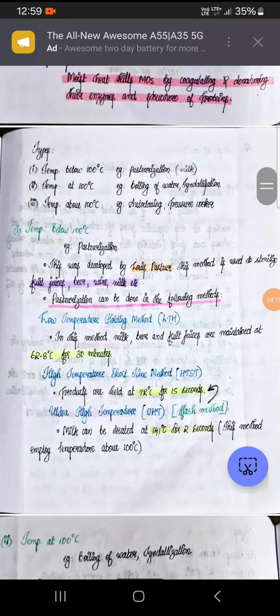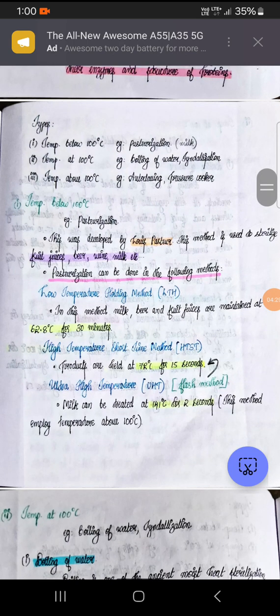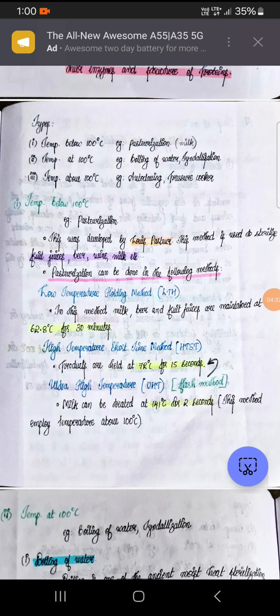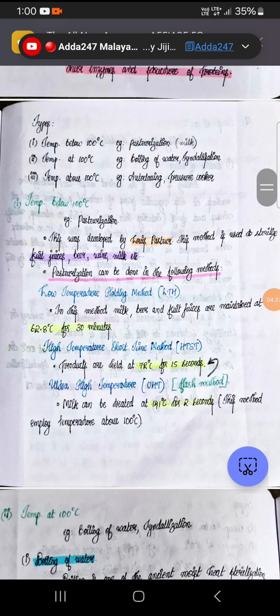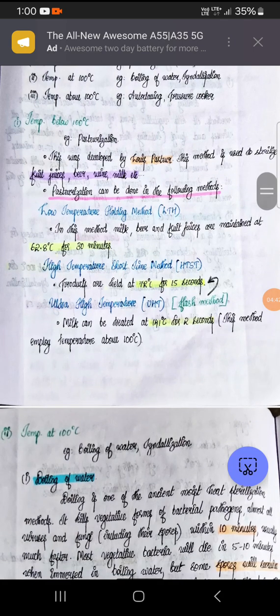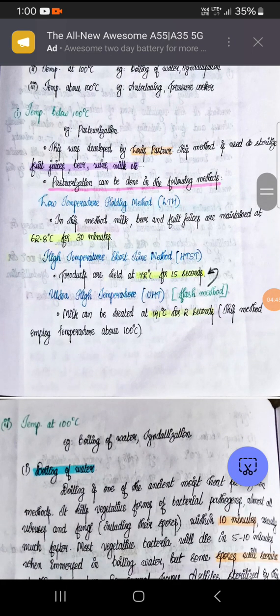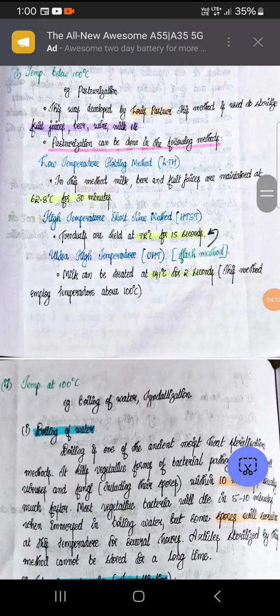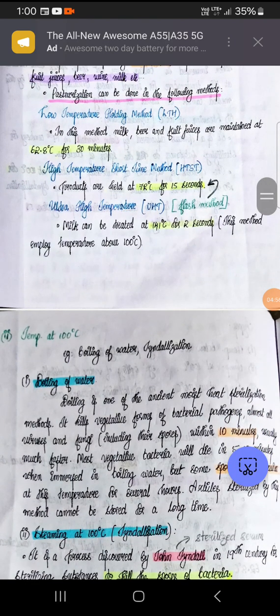Speaking of pasteurization, it was developed by Louis Pasteur. This method is used for sterilizing fruit juices, beer, wine, milk, etc. Different types of pasteurization are there. LTH, that is the low temperature holding method, used for milk, beer, fruit juices, which are maintained at 62.8 degrees Celsius for 30 minutes. High temperature short time method: products are held at 72 degrees centigrade for 15 seconds. UHT flash method: milk can be treated at 141 degrees centigrade for 2 seconds.